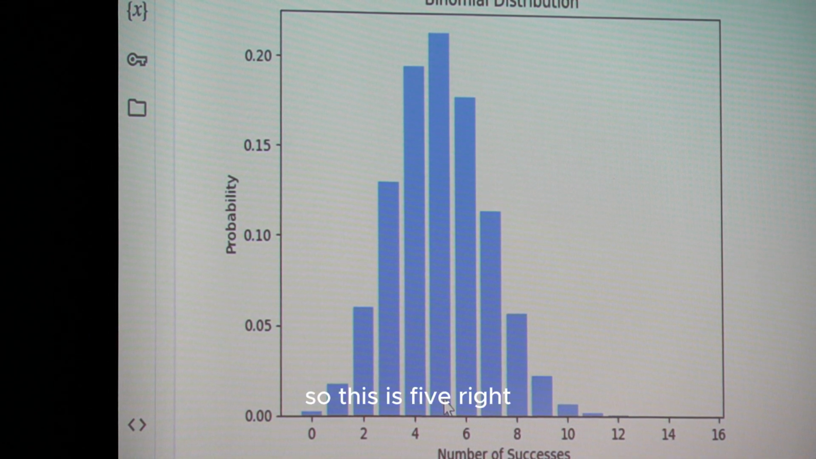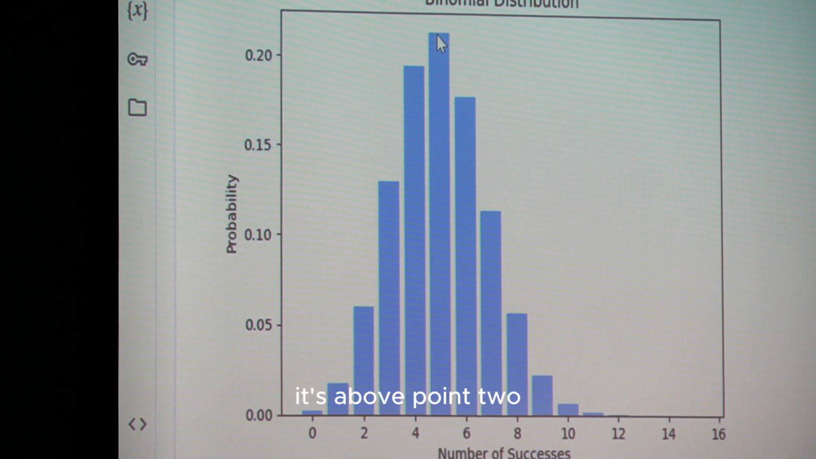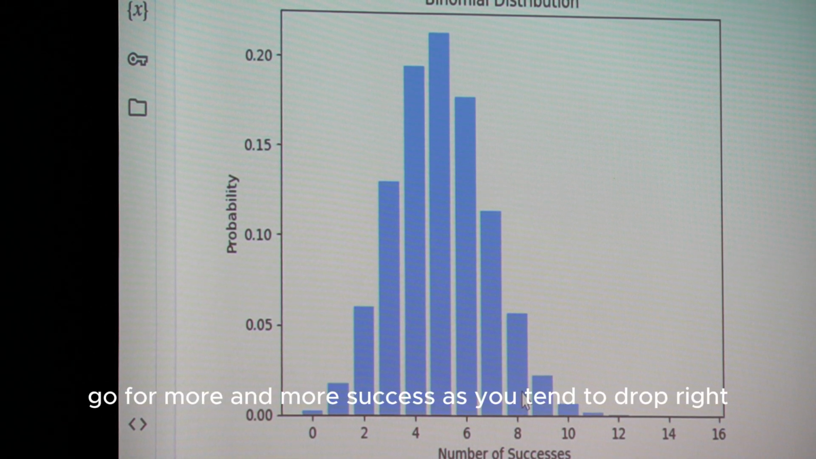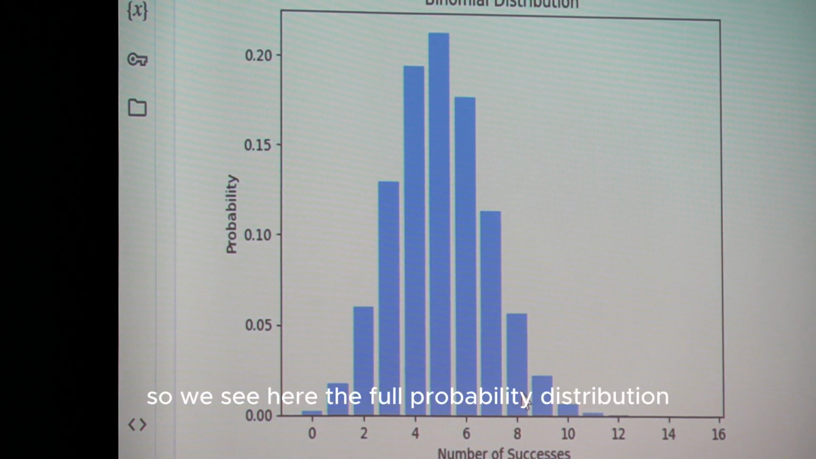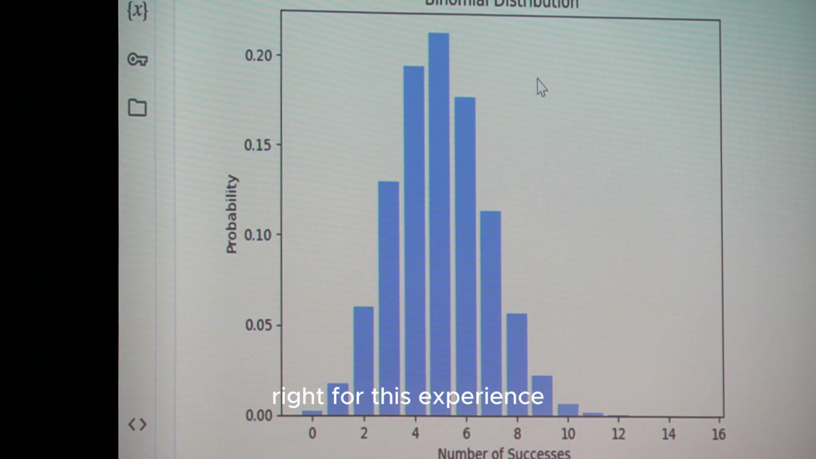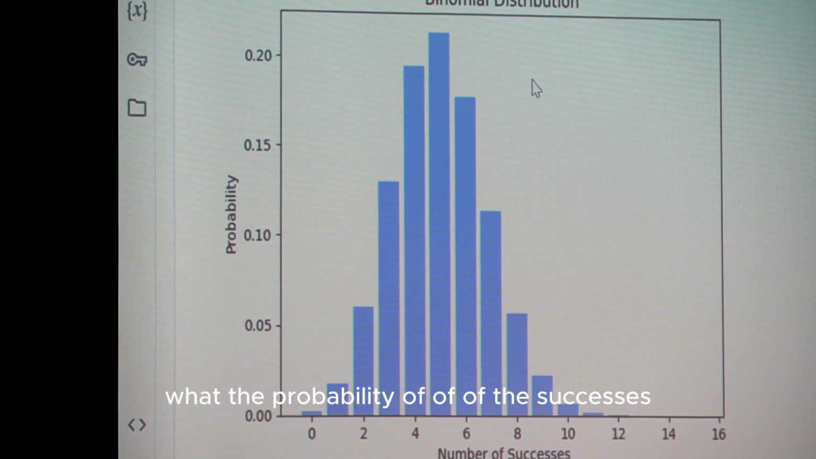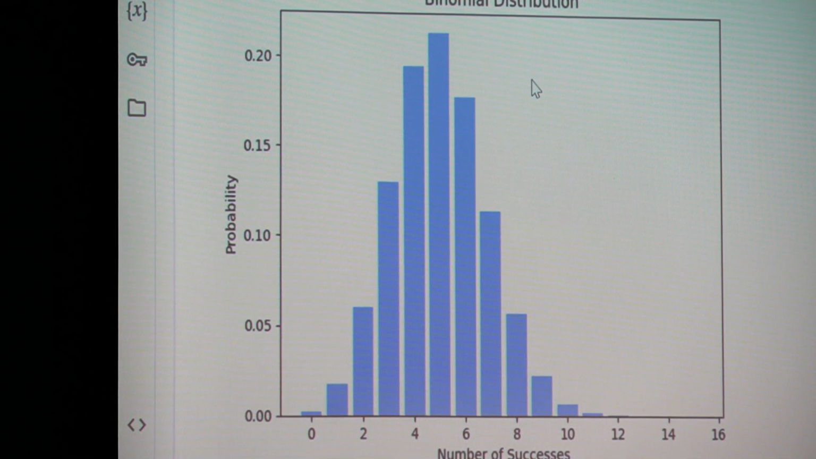So this is 5, and you can see that's the highest probability, above 0.2. And as you go for more and more successes, the probability drops, which pretty much accords with intuition. So we see here the full probability distribution for this experiment, and we know at every given point what the probability of that number of successes is.